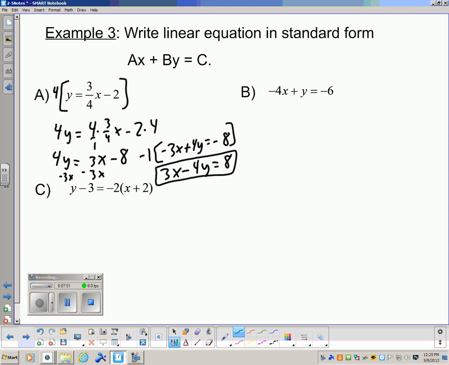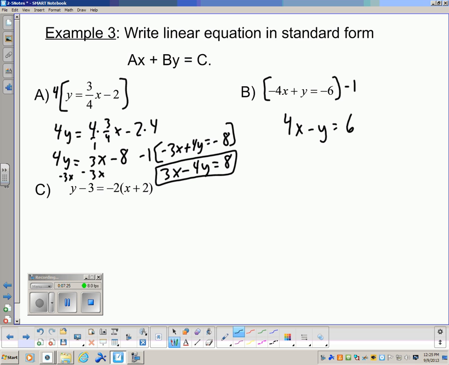Let's look at letter B also. The only thing wrong with that is you've got a negative in the front. So I'm just going to multiply everything through by negative 1. So negative 4x times a negative 1 gives me 4x. Y times a negative 1 gives me a negative 1y. And negative 6 times negative 1 gives me 6. So basically it just changes sign.